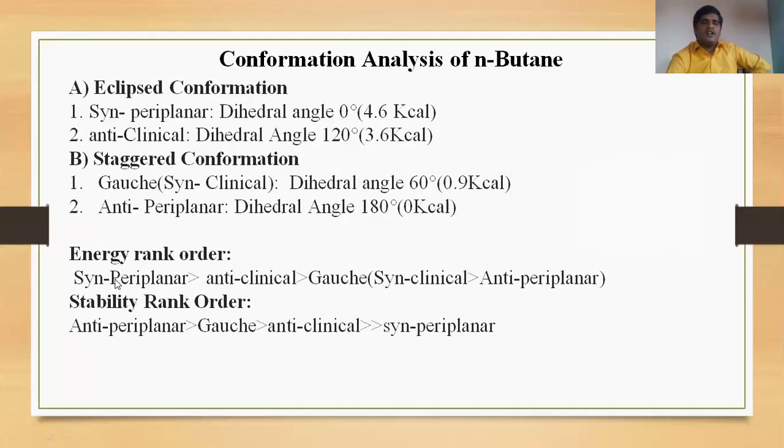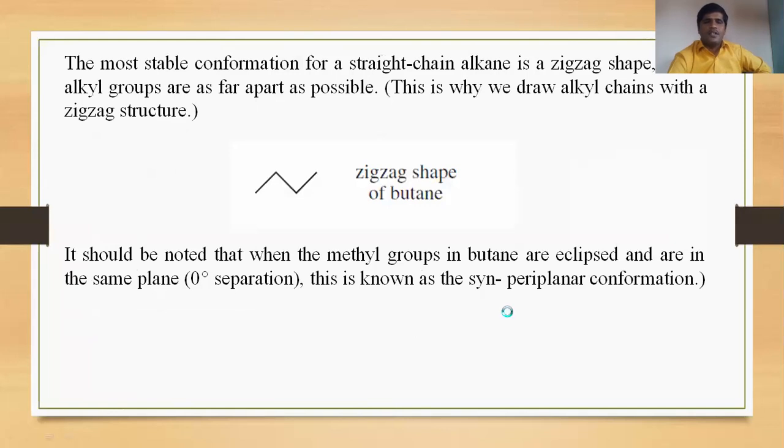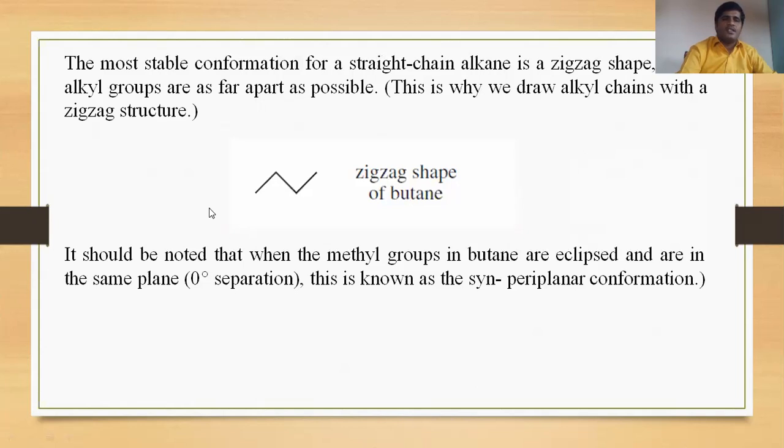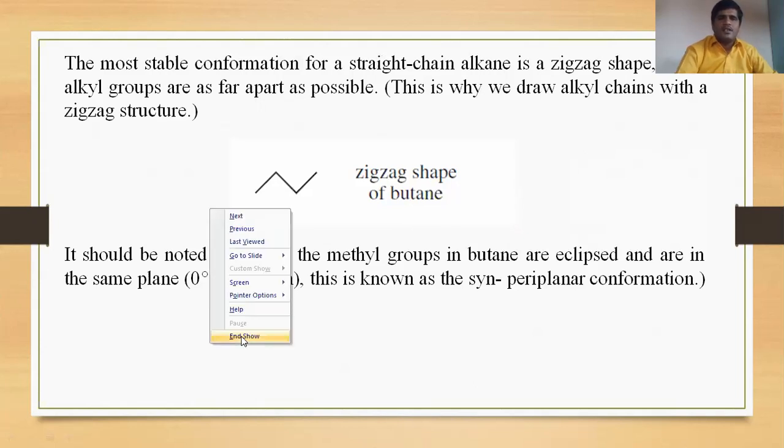Energy rank order: highest energy is the eclipsed, called syn-periplanar, then anticlinal, then Gauche, synclinal, and last anti-periplanar. That is the energy rank order. And the stability rank order: the most stable is anti-periplanar, then Gauche, then anticlinal, and last syn-periplanar. Okay, that is the point related to the conformation of butane. I hope you are understanding the concept correctly.